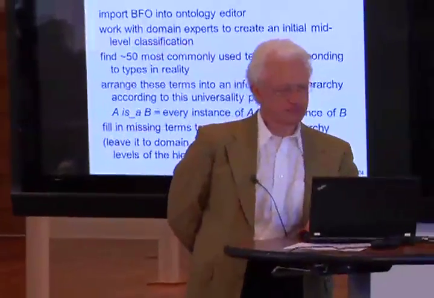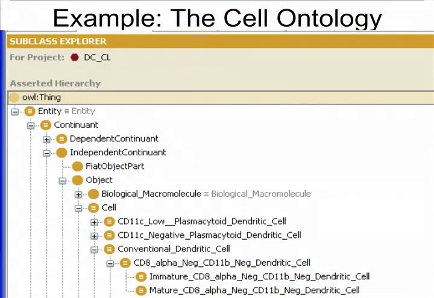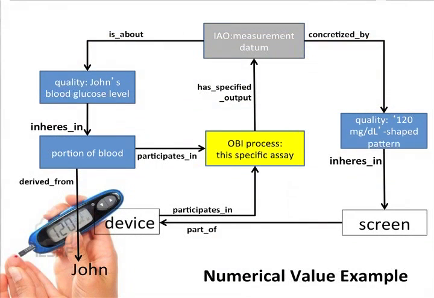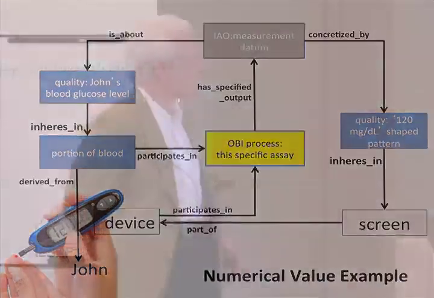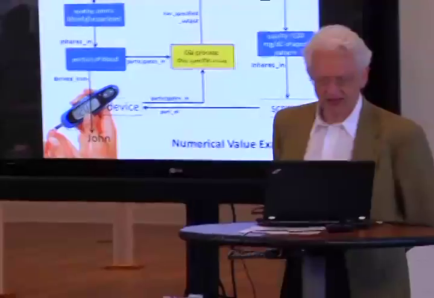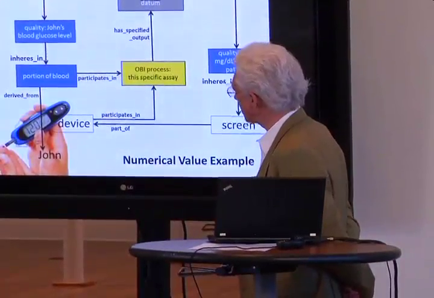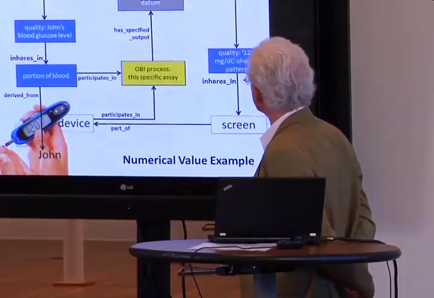Now, I showed you this picture earlier. So this is what happened with the cell ontology. This is a picture which shows you how the relations work. And I'm presenting this picture now because it's bringing us towards the main topic of the afternoon, which is how we deal with data about instances. So we have here an example of what is involved in a simple measurement of blood glucose.